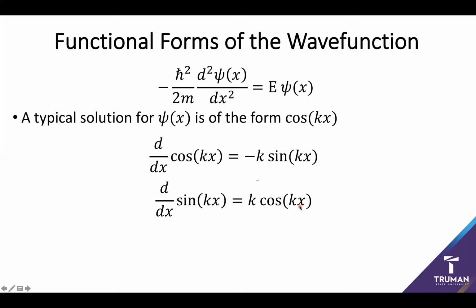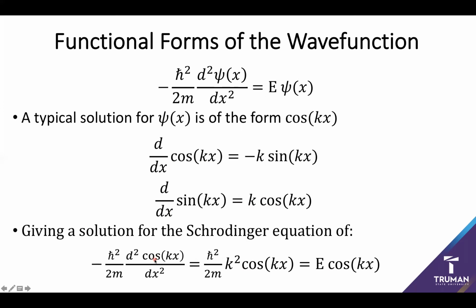Now what we can do is then put this together for a second derivative. And what we'll find is the second derivative of cosine kx is going to be negative k squared cosine kx. So as I apply my second derivative, I get my cosine kx back, but I get it with a negative k squared. So the negatives cancel out, and I'm left with k squared cosine kx.